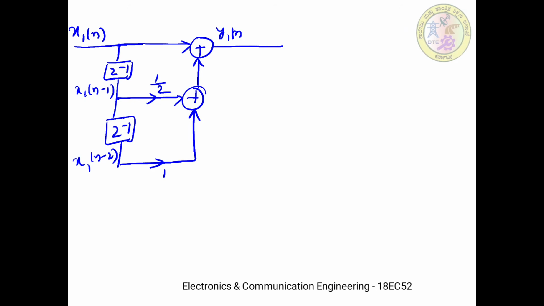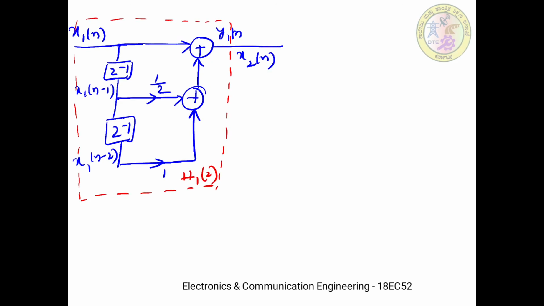So now I will mark this particular stage as the first stage, which is going to generate y1 of n. This entire part will be representing h1 of z. Similarly, our y1 of n now acts as x2 of n, the input for the second stage implementation.